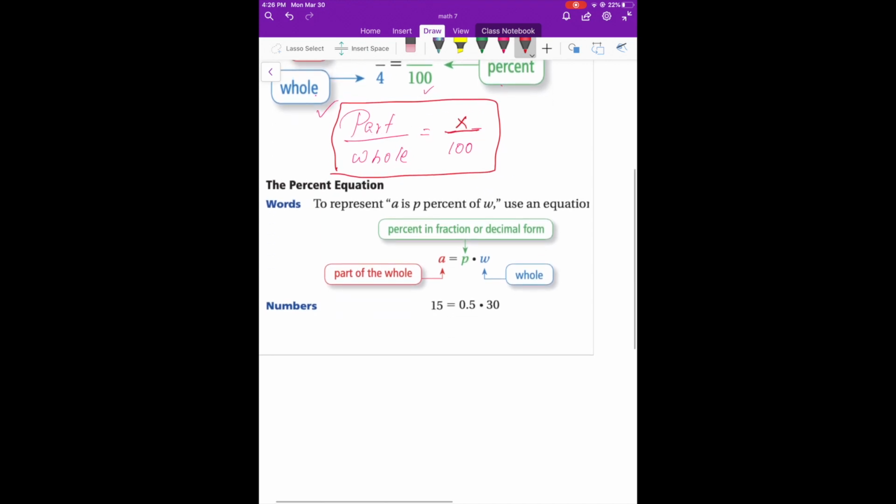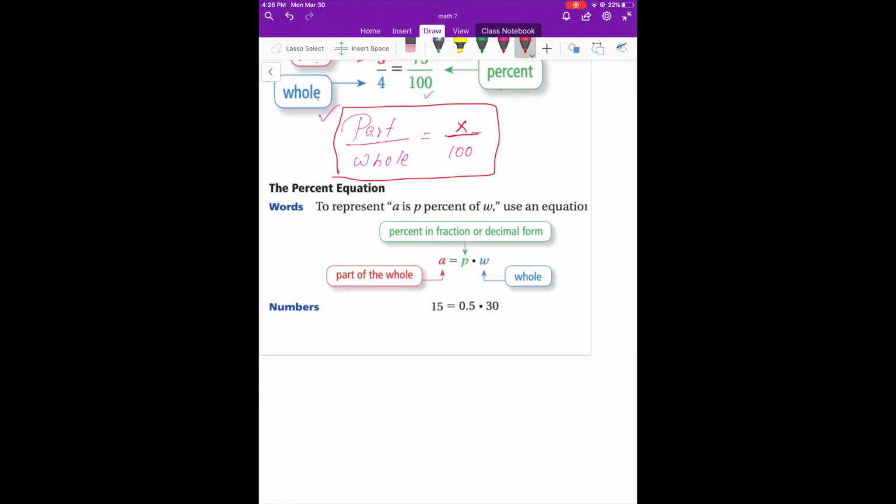And the equation, how did we do the equation? To represent A is P% of W, use an equation. A is, so A equal to P% of W. Of means multiplication. So A equal to P times W. So for example, 15 is 50% of 30.